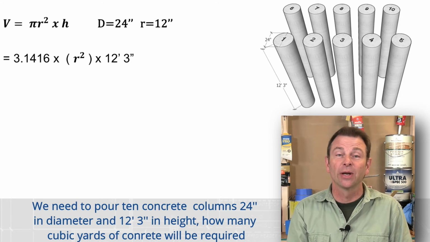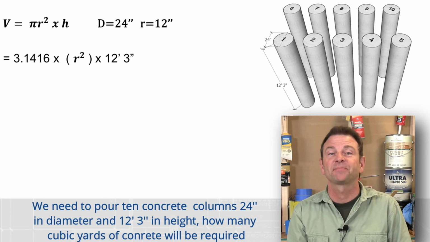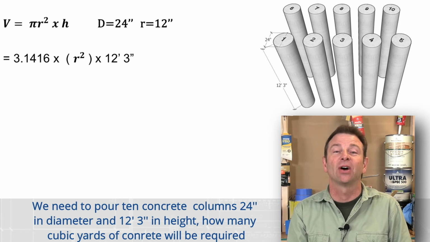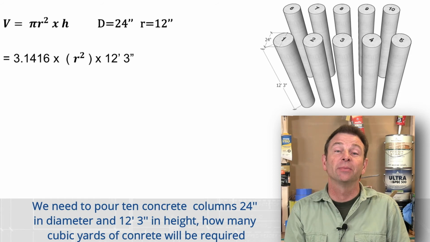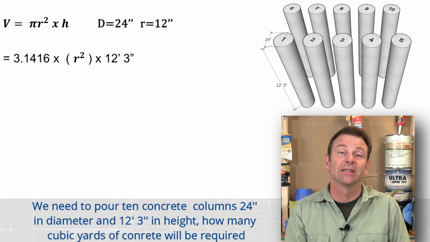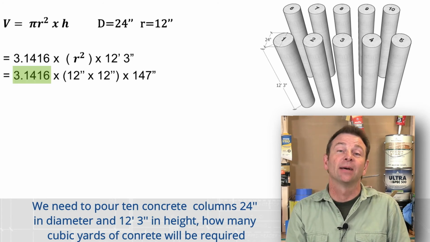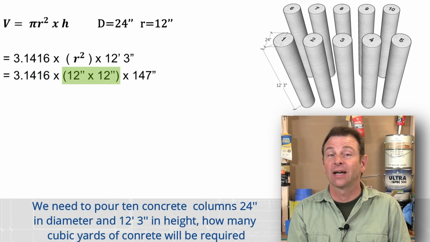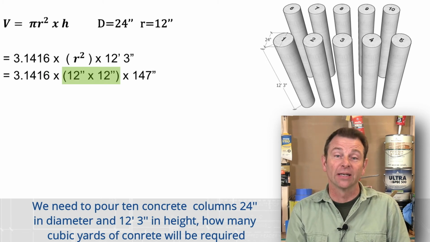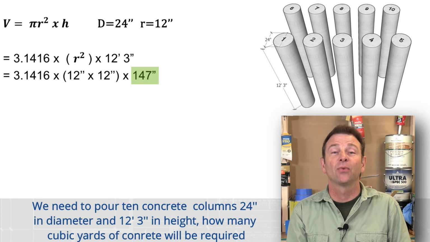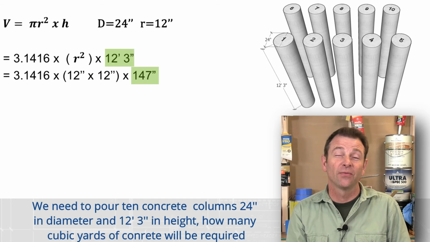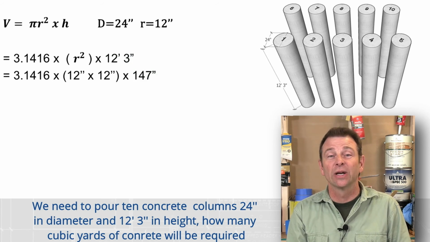Pi is always 3.1416. We can multiply that times our radius squared times our height of our column, which is going to be 12 feet 3 inches. Let's convert all of our measurements to inches. That'll make it easier for calculations. So we have pi times 12 inches, which is our radius, times 12 inches, that's our radius squared, times 147 inches, which is 12 foot 3 inches into inches. So now we can multiply these three numbers together.